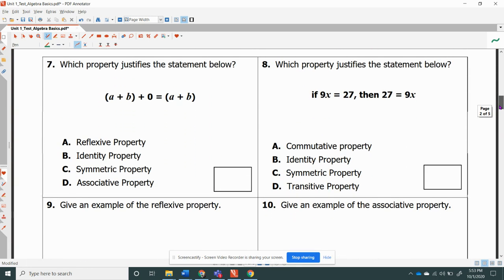Okay, let's go down. Which property justifies the statement below? We have a plus b equals a plus b plus 0 equals a plus b, and that's an identity. That is B. Which property justifies the statement below? If 9x equals 27, then 27 equals 9x. That is the symmetric property.